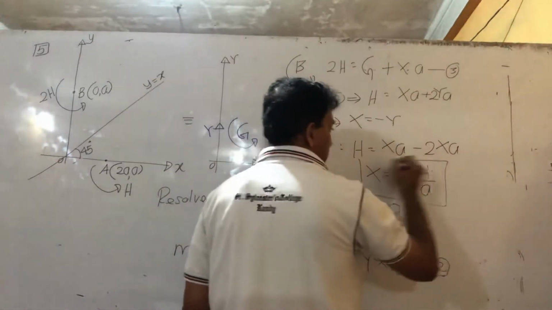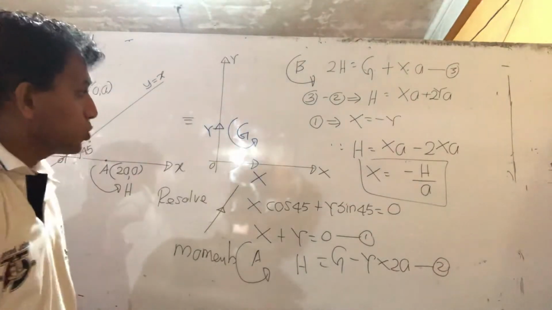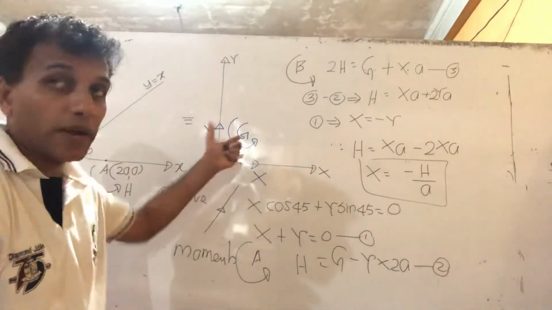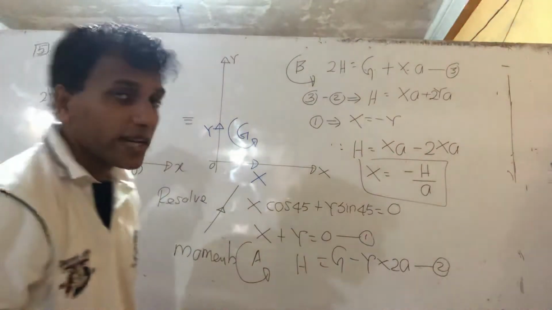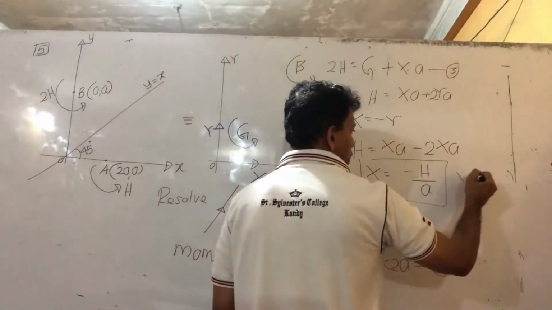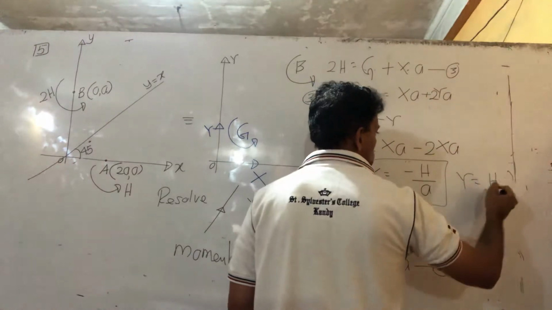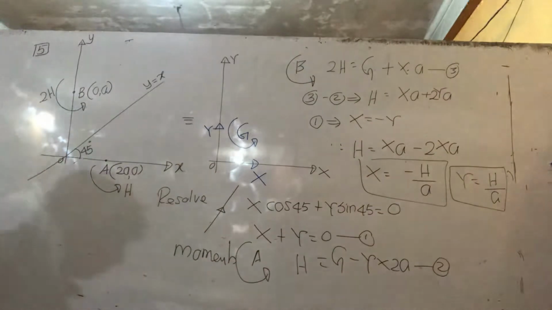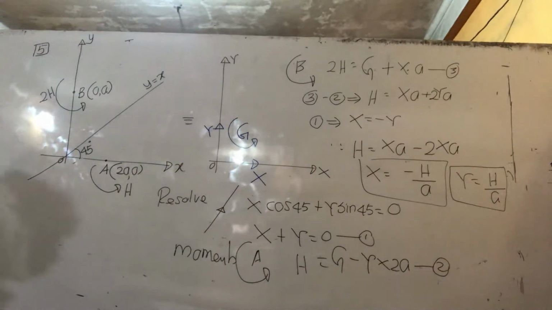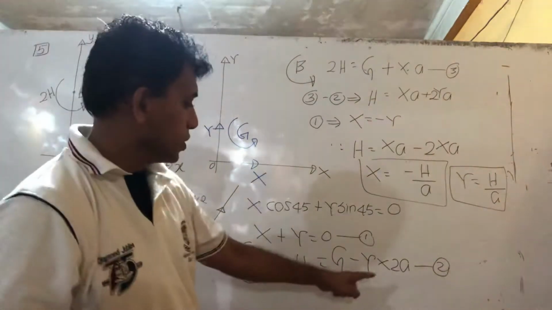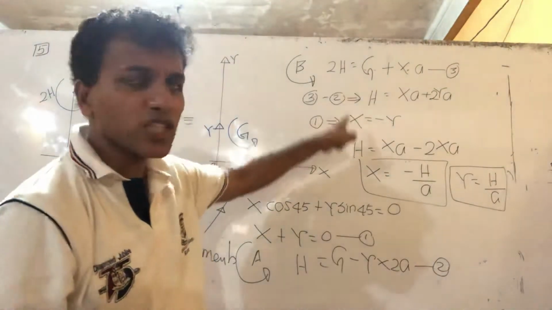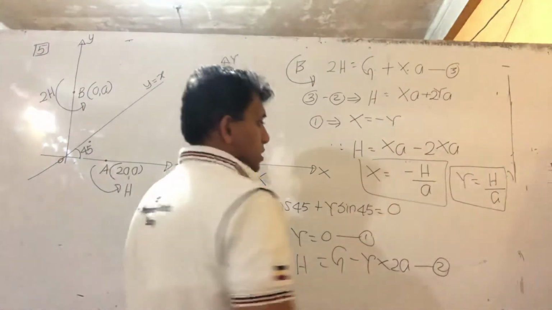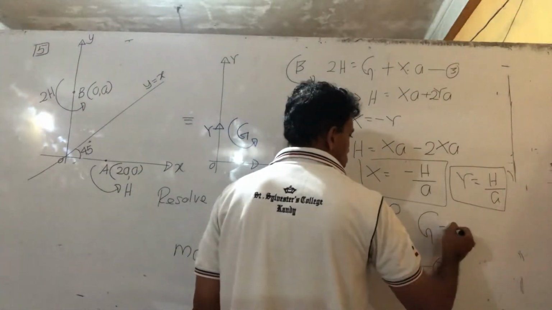If you check, the direction is the other side. Usually we use the anti-clockwise direction for moments in this coplanar system, right? Then what is the Y answer? Therefore Y becomes positive H over a. Y is positive H over a. Now go to the second or the third equation and find G. Put X as minus H over a, so 3H, is it? G equals 3H.